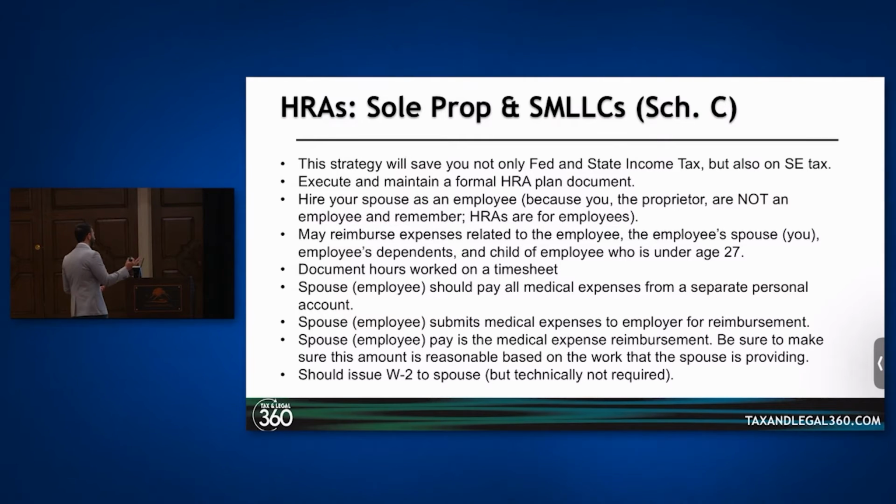So how does this work? I know I got a ton of bullet points here, but what this does is when you execute the HRA on a Schedule C, it's not only saving you federal and state income tax, but it's also saving you on self-employment tax, right? And self-employment tax, for those of you that don't know, is roughly 15.3%. In order to do this, you need to execute and maintain a formal HRA plan document.